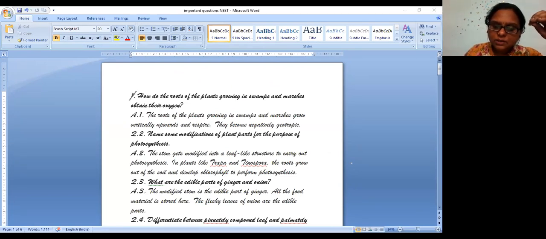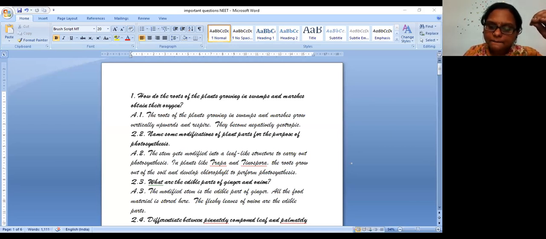Tell me, students, you remember this? Epiphytic roots, ma'am. What is it? This one, this slide? Swamps, marshy. Can you see exactly the same words are used?